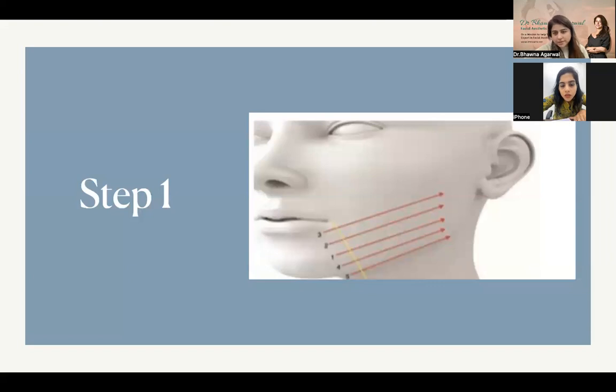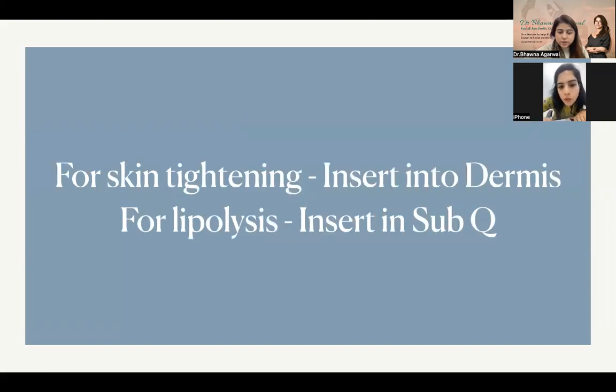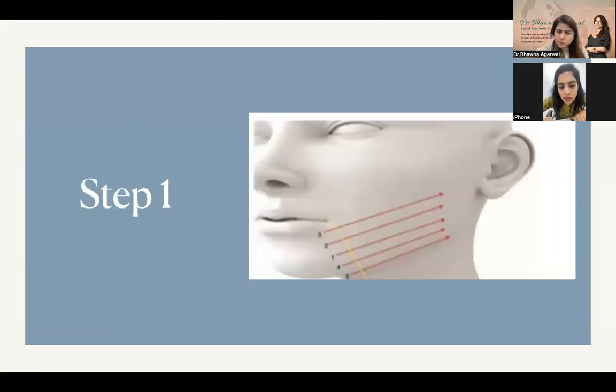This is for mono threads. Oh, this is for mono threads. Okay. With cogs, you have to make only 1 entry point. That's what I got confused about. And if the patient is having jowls and the mandibular area is not visible, ma'am, will the result be there with mono threads? A little bit. Not as good as cogs, but it will be there.